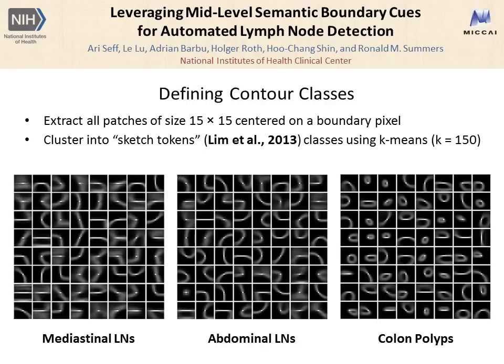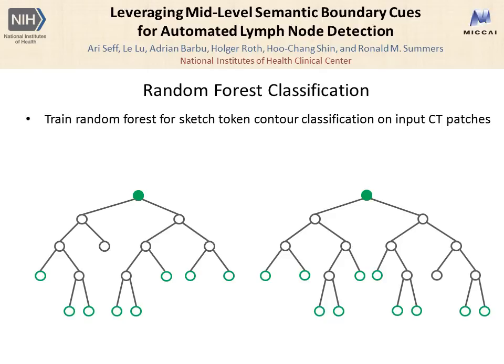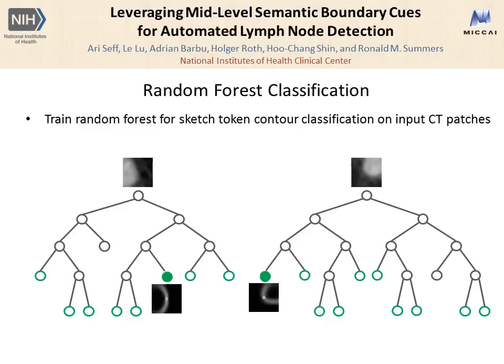Here, we see a subset of the resulting cluster means. Large variation in contour appearance is evident for lymph nodes, as well as for colon polyps, which we display here for comparison. With K-defined classes, we can train a random forest for multi-class classification on input CT patches. The center pixel of an input CT patch can be assigned K+1 probabilities, corresponding to the K contour classes and the background class.